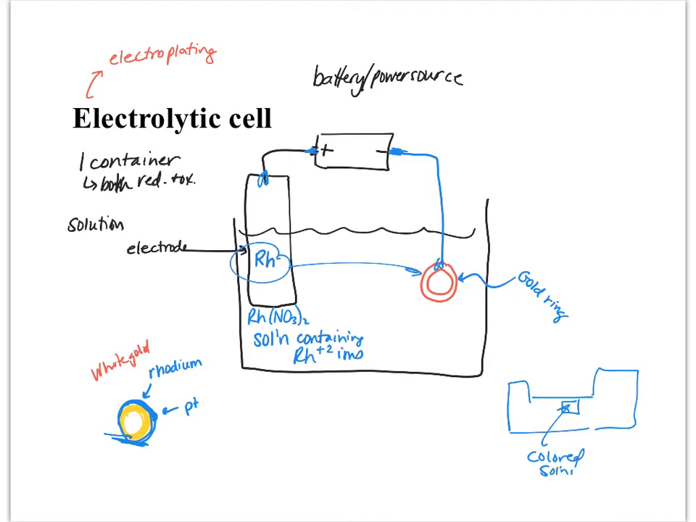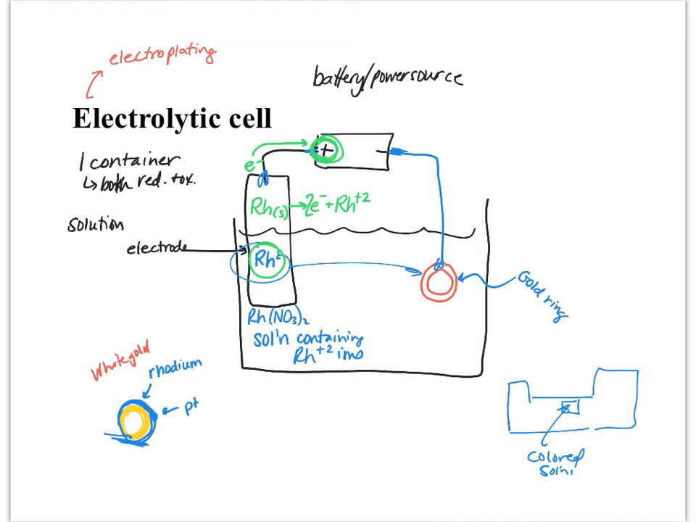So when you hook this up, what particle of these atoms is going to be drawn towards the positive terminal of the battery? Well, the negative electrons are. So these solid rhodium atoms that make up this piece of metal are going to release electrons. Now, when that rhodium gets rid of 2 electrons, it becomes positively charged.